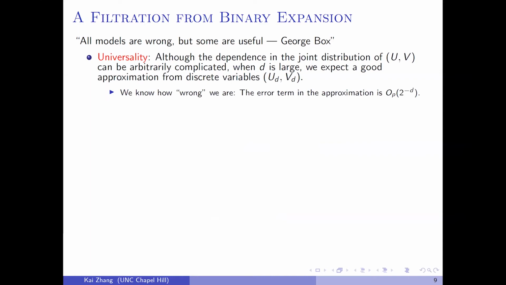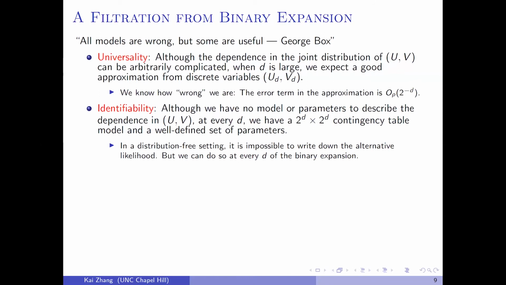The first thing it brings us is the universality. That is, although the dependency between U and V can be arbitrarily complicated, as long as d is large, we can have a good approximation. The approximation error is exponentially small. The next advantage is identifiability.